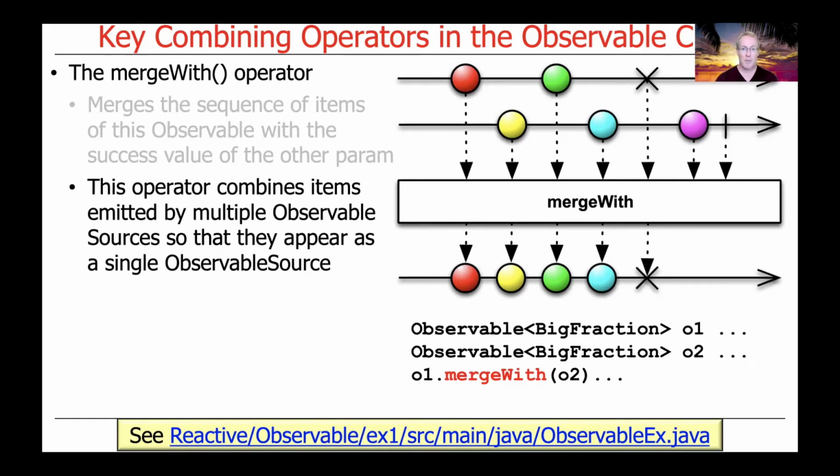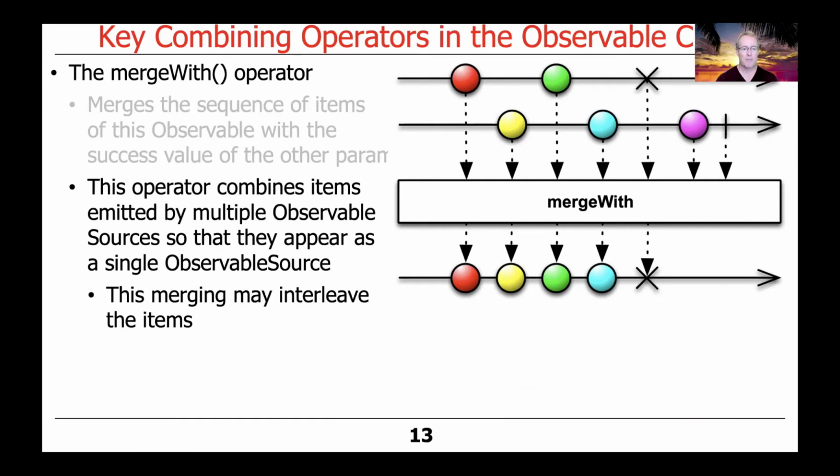Here's an example at the bottom of the slide that we'll take a look at in more detail in the case study at the end of this lesson. As you can see here, we create 2 observables, o1 and o2, which let's assume for the sake of argument are given various values using factory method operators like just or fromCallable and so on. And then we take the observable o1 and merge it with the observable o2. That will combine the 2 so they'll be presented as a single observable that will emit all the values in both the observables they were created from.